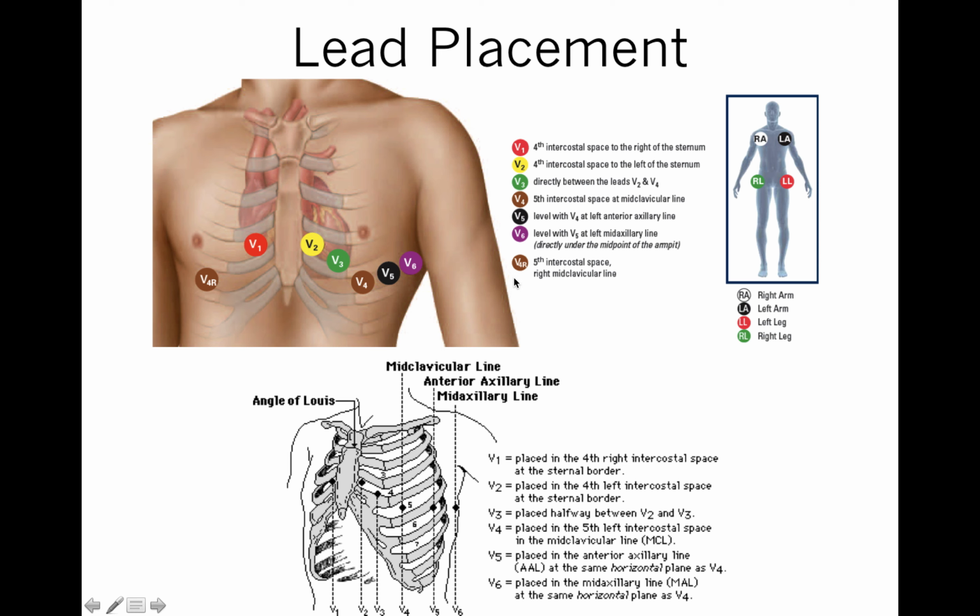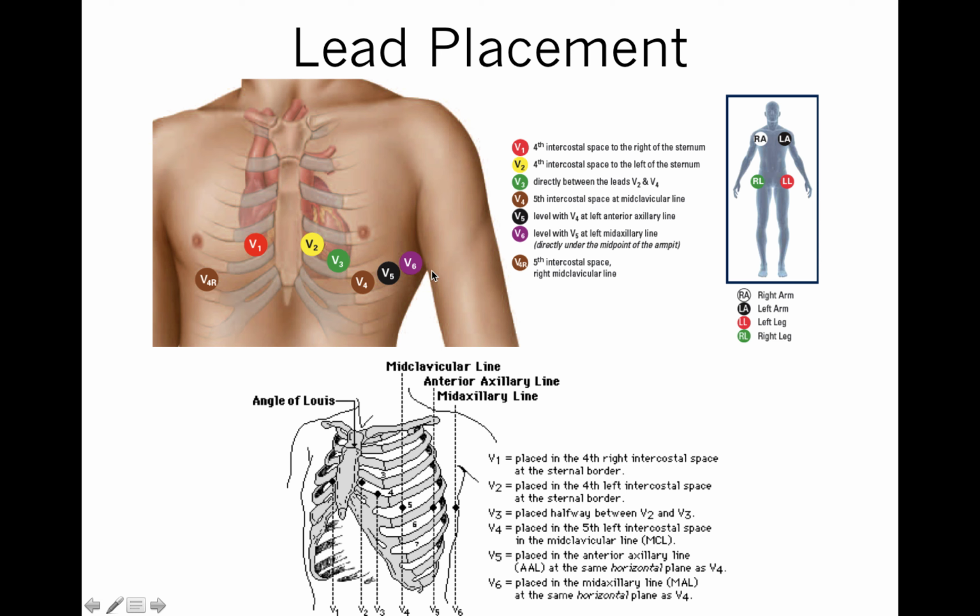V1 to V6 are placed in the precordium. V1 is on the right side of the sternum at the fourth intercostal space. V2 is on the left side of the sternum at the fourth intercostal space. And the sternal angle sits at the second intercostal space, and then you could count down to the fourth intercostal space.